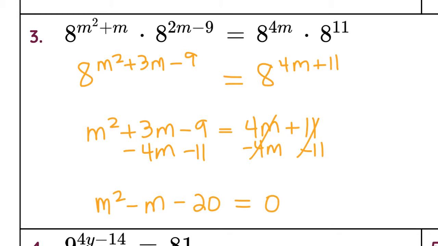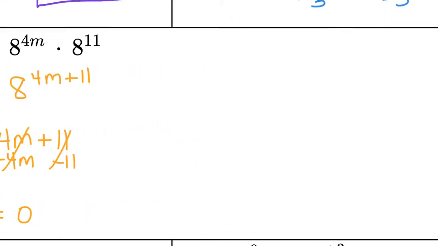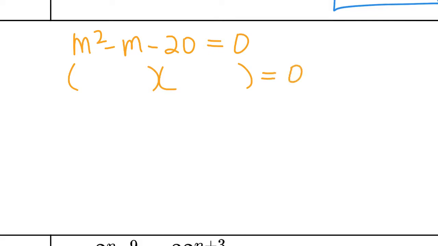Okay, so I need more space. I'm going to rewrite this over here to the side. Now I want to factor this. So I want two sets of parentheses, and we are using the variable m. Think of two numbers that when you multiply them will give you 20, but when you subtract them will give you -1, because that's what's in the middle. So for us, that's going to be +4 and -5.